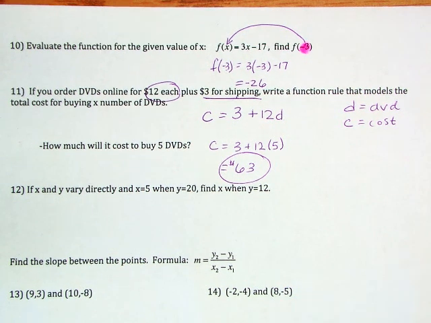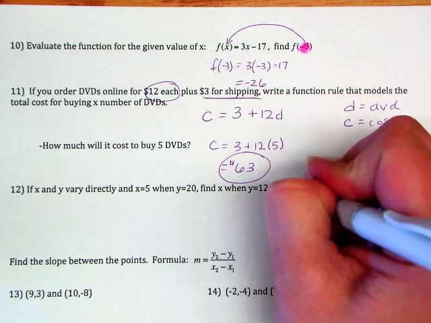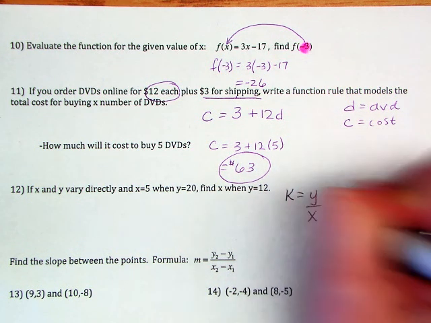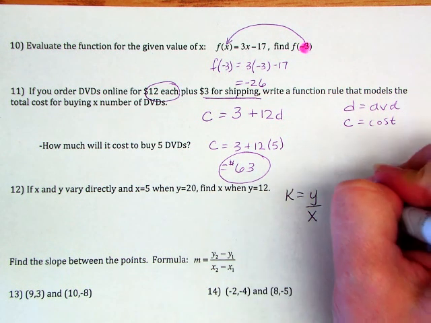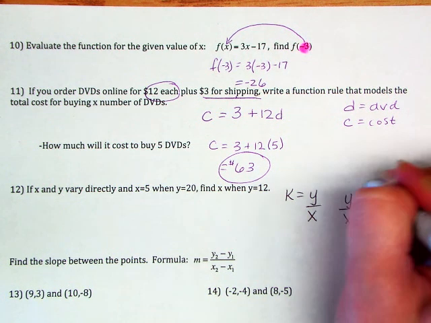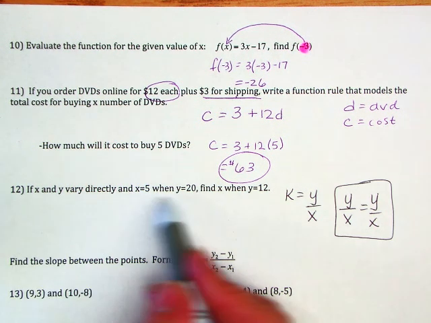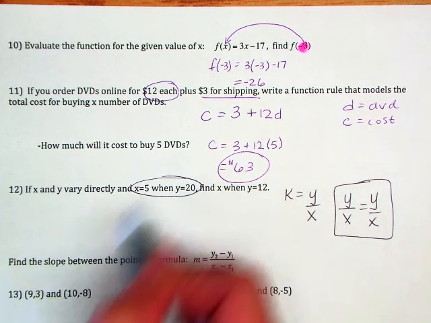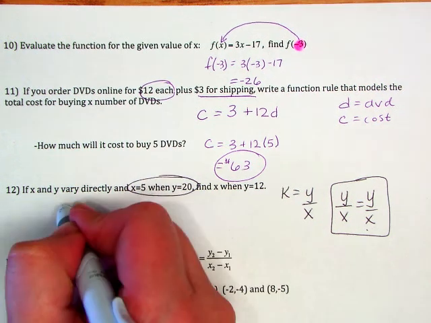If x and y vary directly. This section of the notes was very clear on the steps needed to solve a problem like this. It's not a word problem. It's a proportion problem. Remember k is equal to y over x? We also said that y over x is equal to y over x. That was our proportion. We're going to take these and plug them into the proportion.